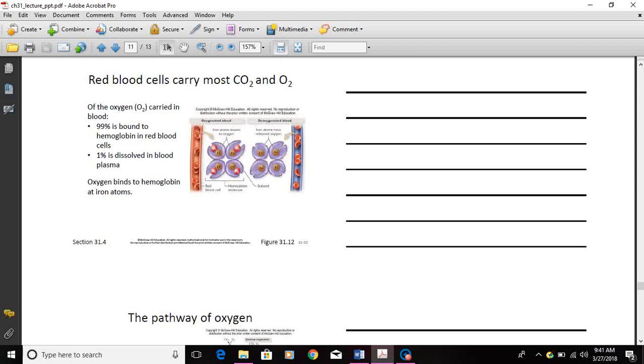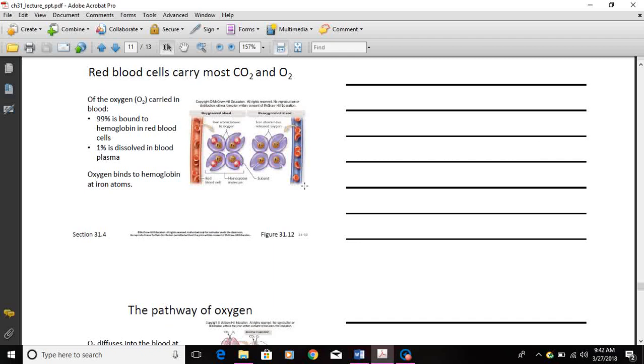And so when you get to an area where there's not as much oxygen, that oxygen is going to diffuse out into the tissues, and those iron molecules are going to let go of that oxygen and drop it off to other cells that need it. Then that blood can recirculate back to the lungs and become recharged. They can grab another oxygen. It's kind of cool.